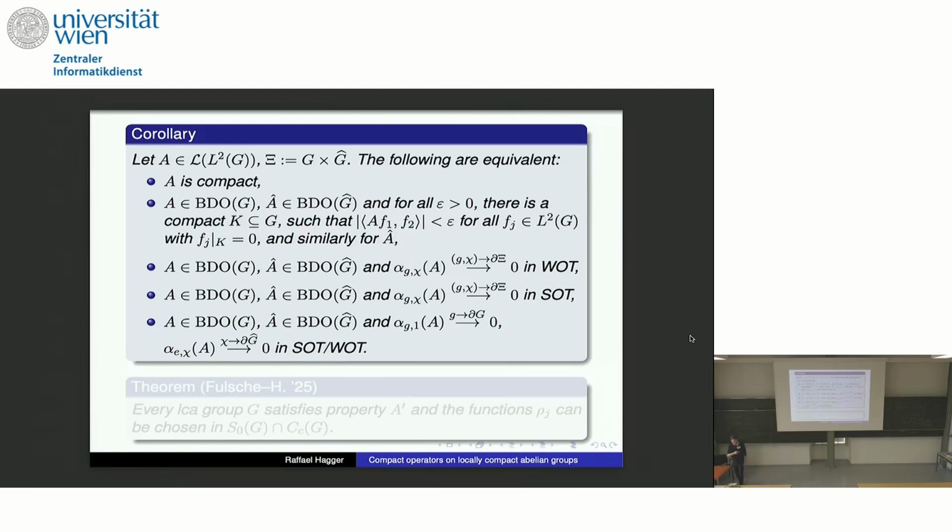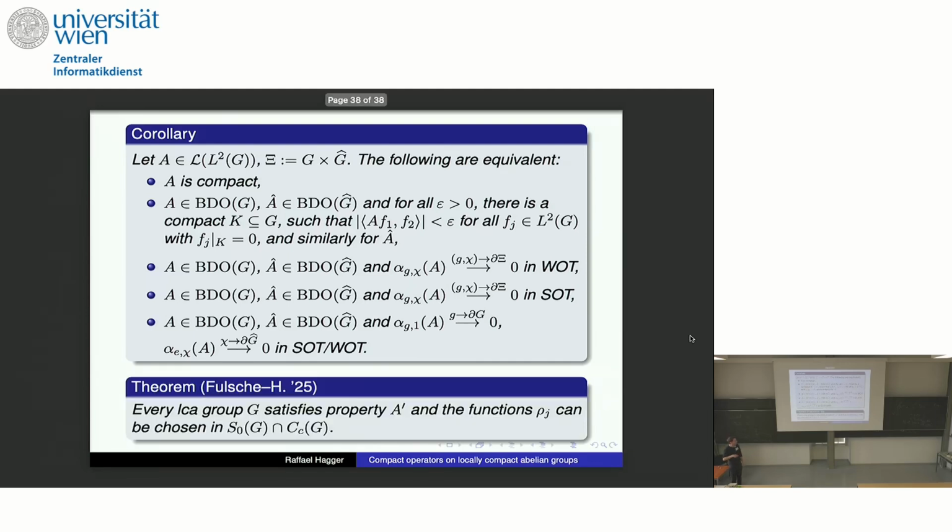Why is that? Well, we're now working on locally compact, and the keyword is abelian. These locally compact abelian groups are amenable. And amenable implies this property A prime. And that's why you don't see it. All the locally compact abelian groups satisfy this property. And a random comment here as well: you can actually choose these rho_j in S0. That's not so important if you're doing L2.